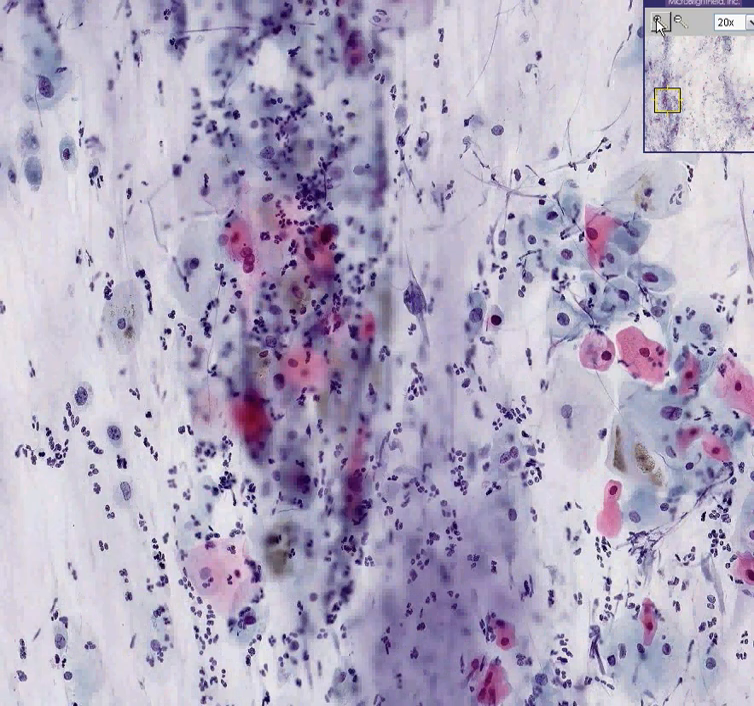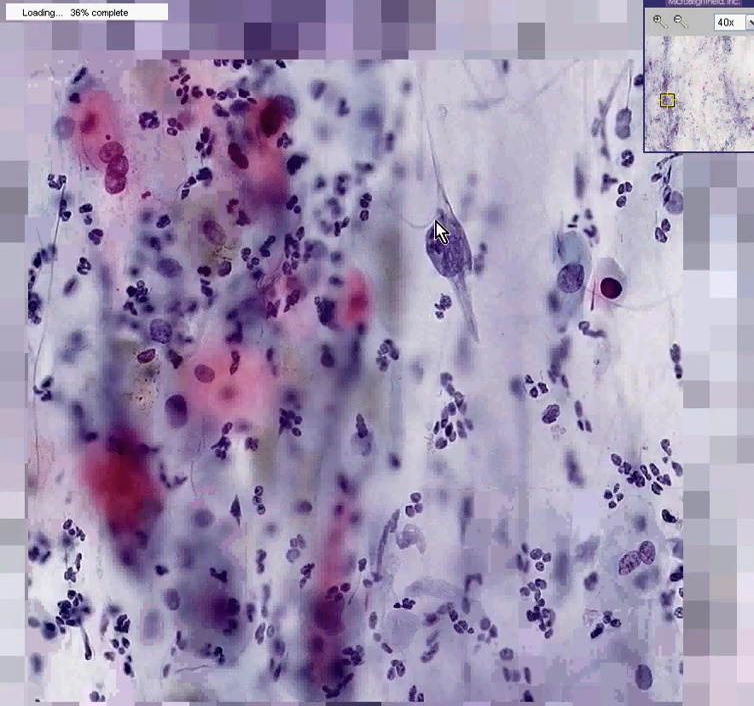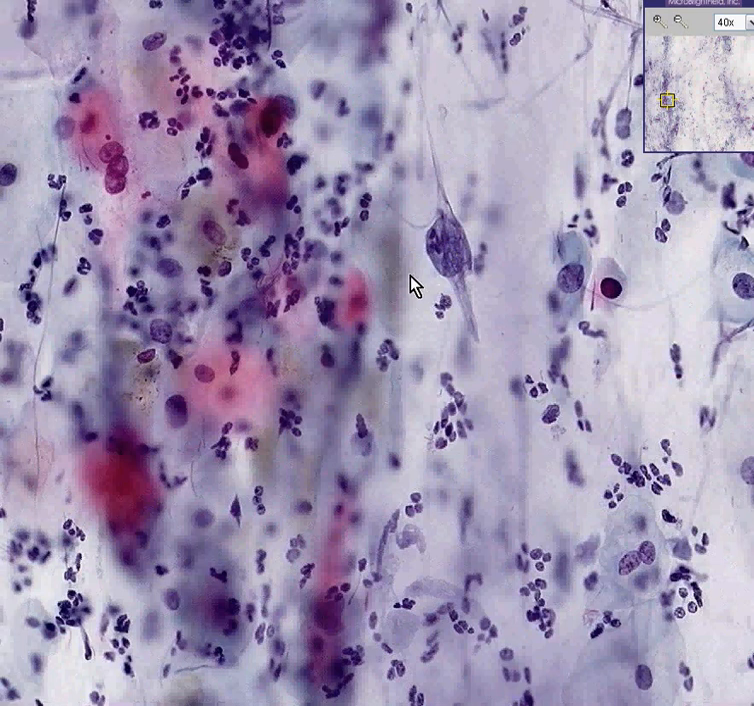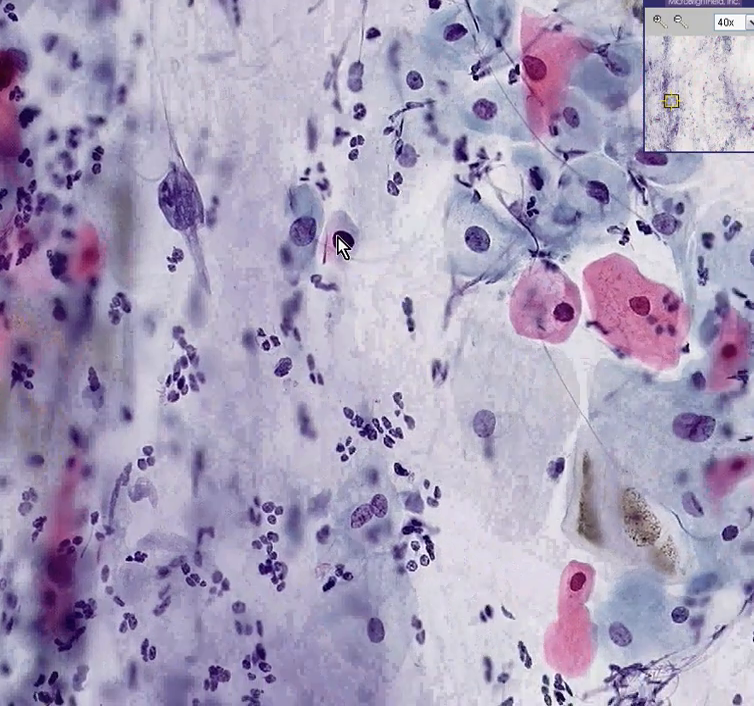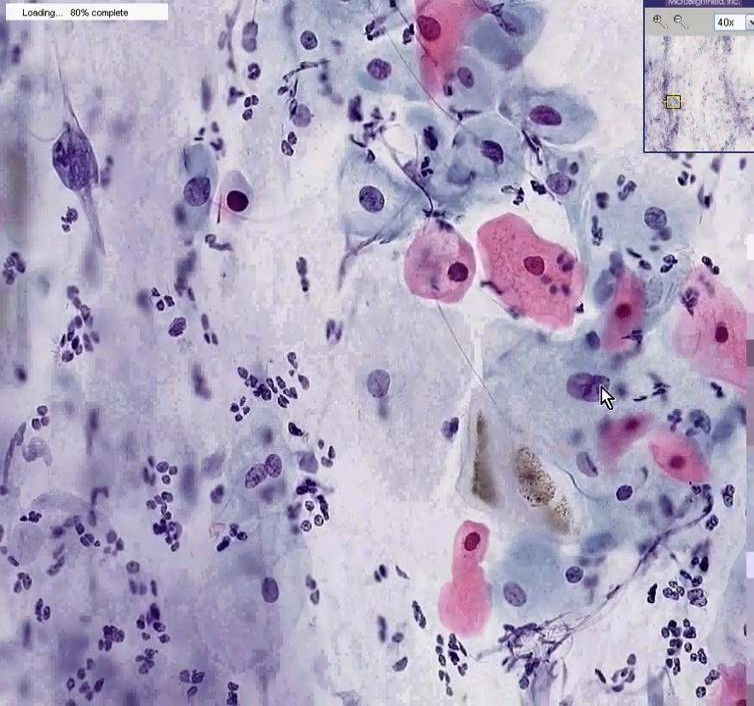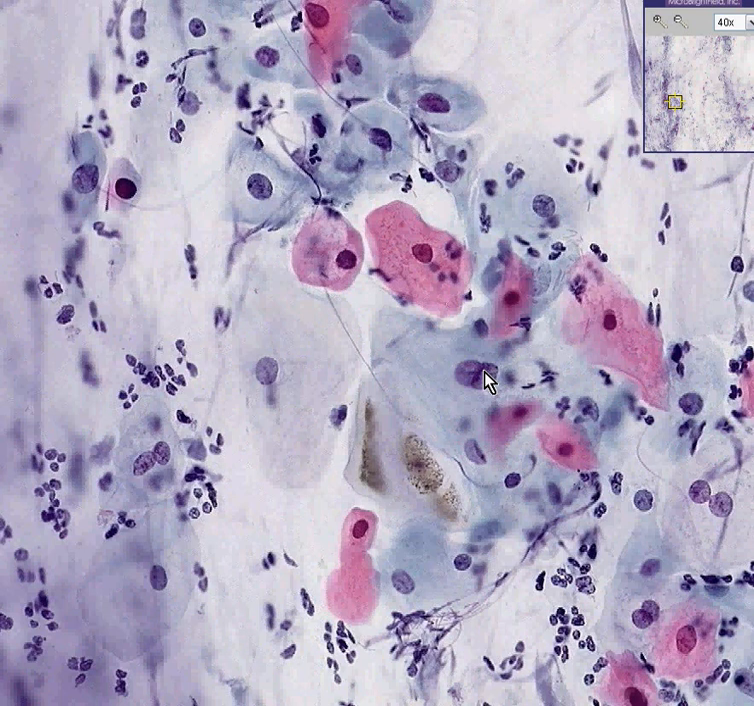We see here a nucleus that is bigger than it should be. We see here a nucleus that's a little darker than it should be. We see here a nucleus that is a little bit lumpier than it should be. These are all atypical, dysplastic, or intraepithelial lesions.